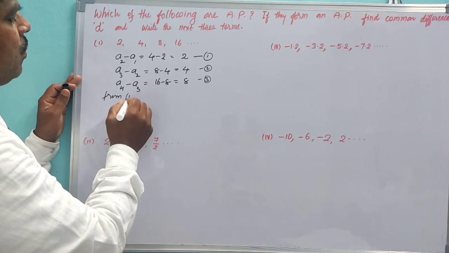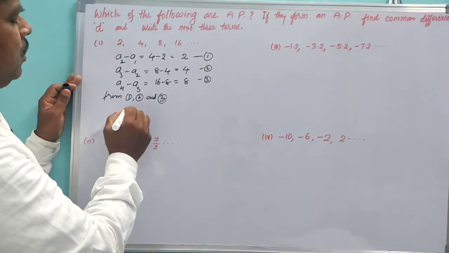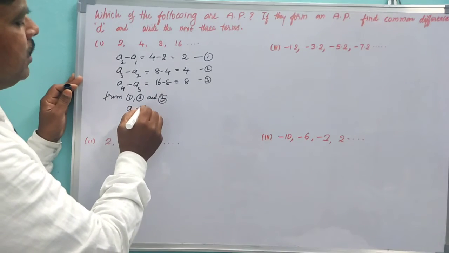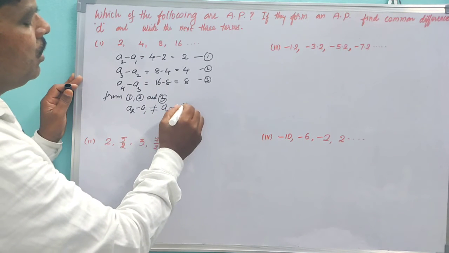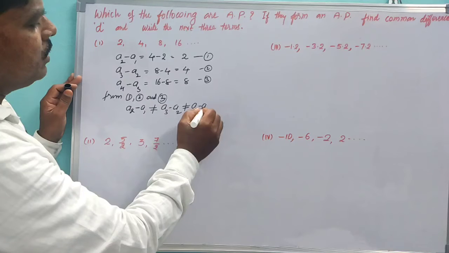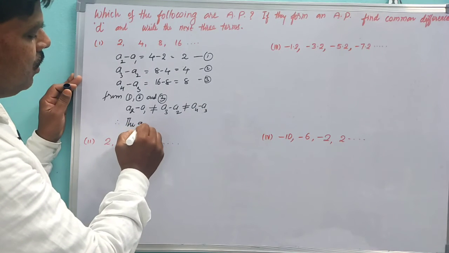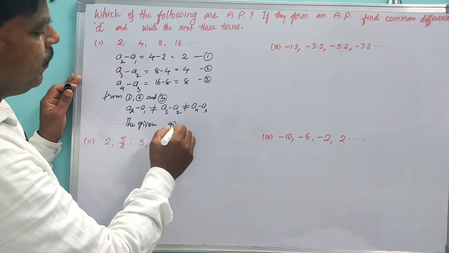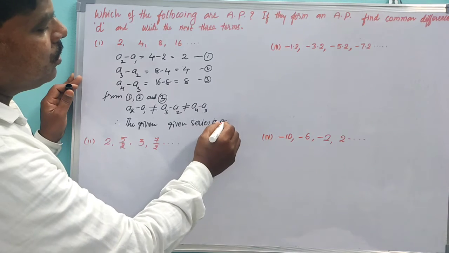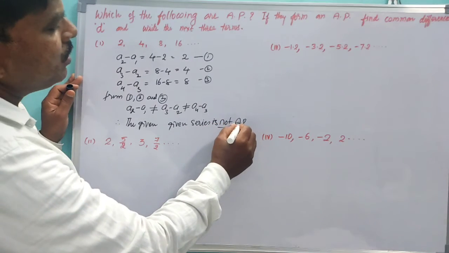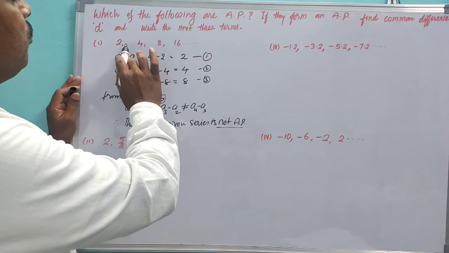So from first, second and third, a2 minus a1 is not equal to a3 minus a2, and this is not equal to a4 minus a3. Therefore the given series is not an AP. The given series is not an AP because the difference between two consecutive numbers is not the same.